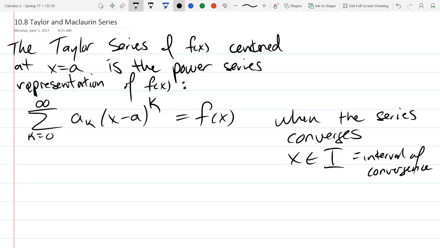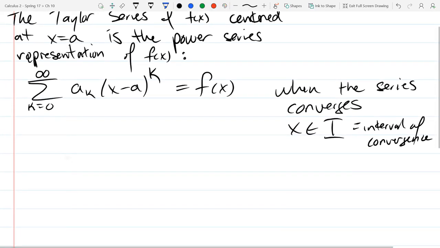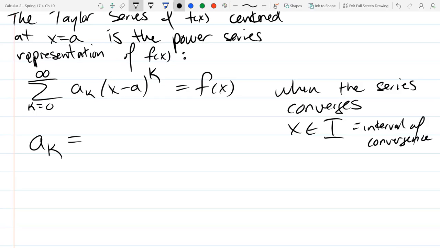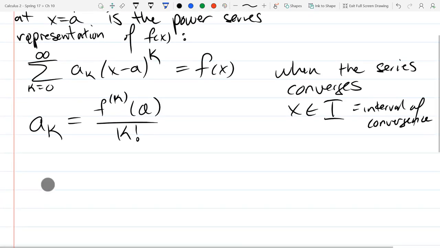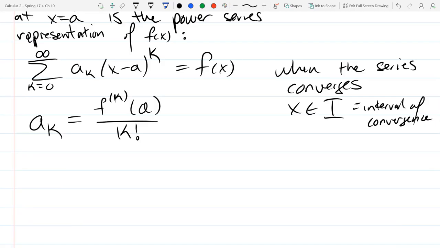So you'll find your radius, usually with the ratio test, and then you will check endpoints individually and figure out if it's open or closed. So this A_k is very important. And the formula for A_k is the kth derivative of f evaluated at a divided by k factorial. And this probably should go on your cheat sheet. Not super easy to remember this right here. And this is for all k from 0 to infinity.